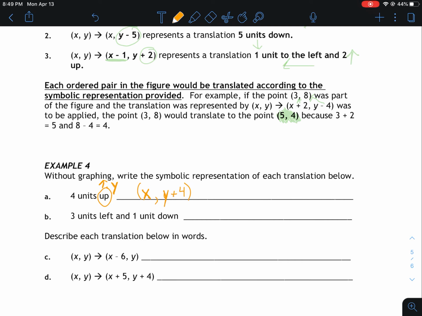When we are looking at letter B here, it says we are going to the left 3. And if we look at a number line, left means subtraction. Okay, so we are going to subtract 3 from our x, and we are going down 1 for our y. Y minus 1. Again, the reason we're subtracting 3 when we go to the left is because if we look at the x-axis, if you are going negative, that means you're heading towards the left. When you are looking at the y-axis, if you are going down, that means you're heading to the negative. So you're subtracting, getting smaller.